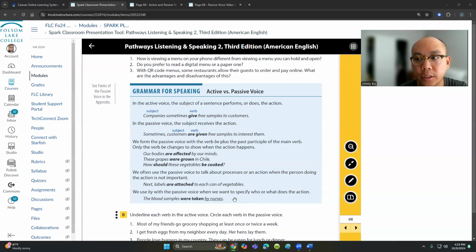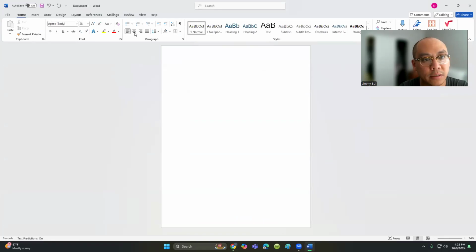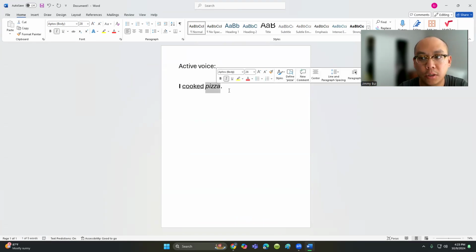So in the passive voice, who is doing the action is not as important. Oftentimes we see the subject switched, changed to be the object of the sentence. So for example, active versus passive voice. In the active voice, who does the action is important. So, I cook pizza. In this case, the subject is going to be I. Cooked is the verb, and our object is pizza. Who cooked is more important than what was cooked.